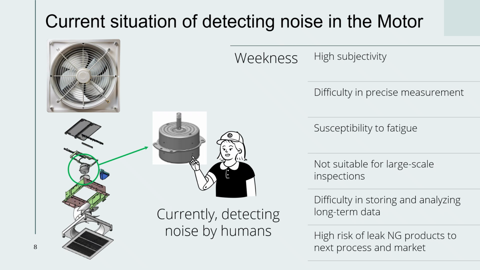And then the last is the high risk of leaking defective products to the next process or to the market. Human error can cause a defective motor to pass inspection, leading to quality issues later. In short, human-based noise inspection is common today, but it has many limitations. These weaknesses show why adopting automated and AI-based inspection methods is becoming increasingly important.